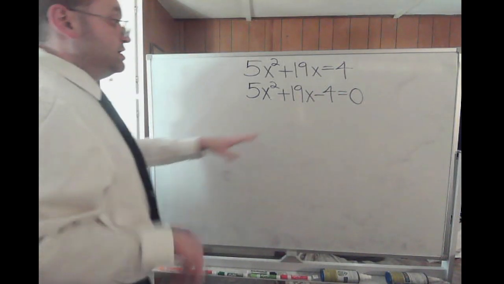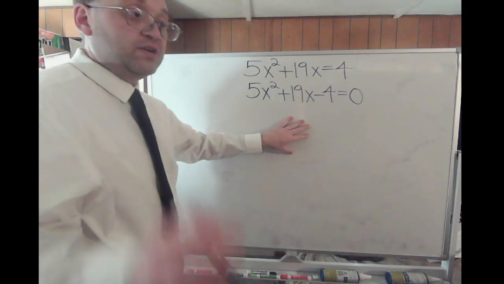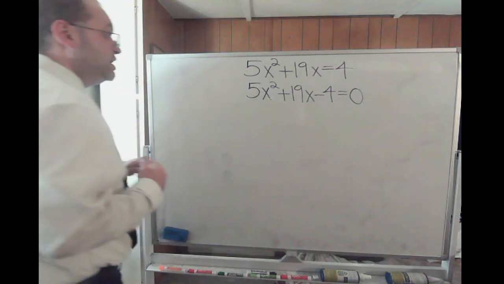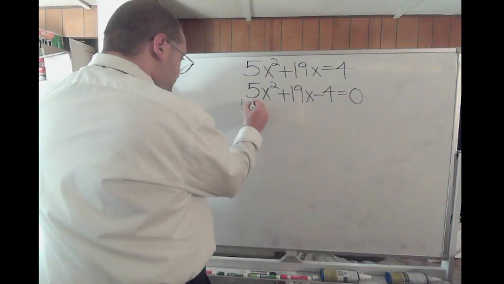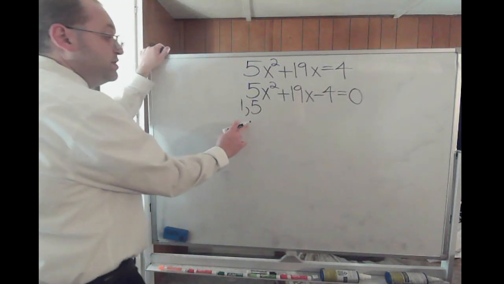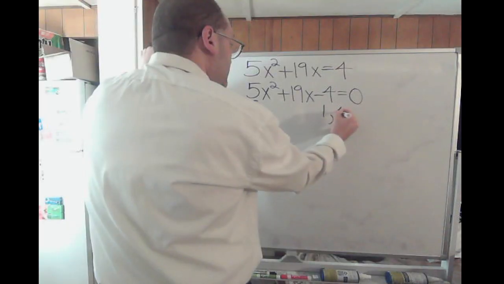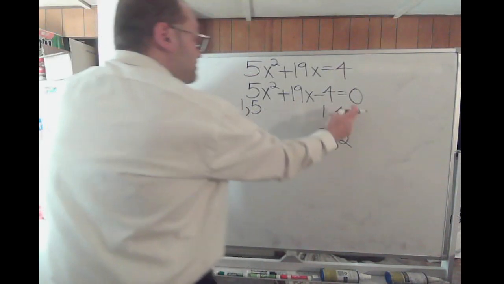Now that we've set it into a form where we can potentially factor it, I'm not going to say yet that we can. Can we potentially factor this? Well, let's take some factors of 1 and some factors of 5, which the only ones are 1 and 5. For 4, you have 1 and 4. Then you also have 2 and 2.